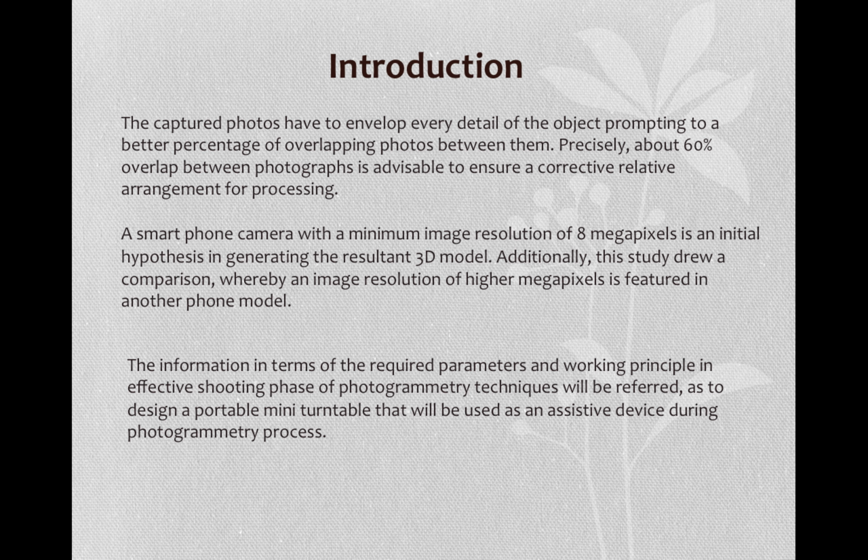In this research, the captured photo has to involve every detail of the object, and precisely about 60% overlap between images is advisable to ensure a correct relative arrangement for processing. Also in the study, a smartphone camera with a minimum image resolution of 8 megapixels is used to create the 3D model. Additionally, this study drew a comparison whereby an image resolution of higher megapixels is used, using another phone model. This information, in terms of the required parameters and working principle in the effective shooting phase for the photogrammetry method, is used to design a portable mini turntable that will be used as an assistive device during the photogrammetric procedure.